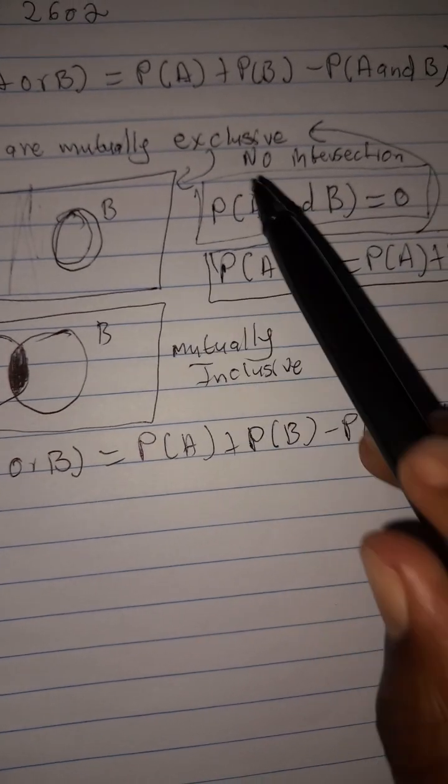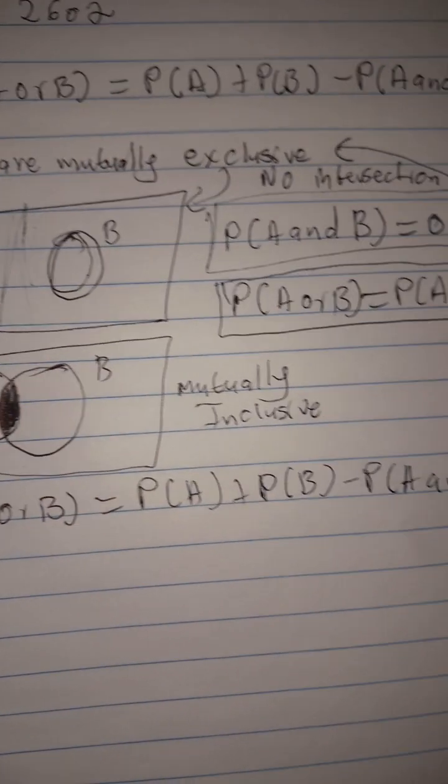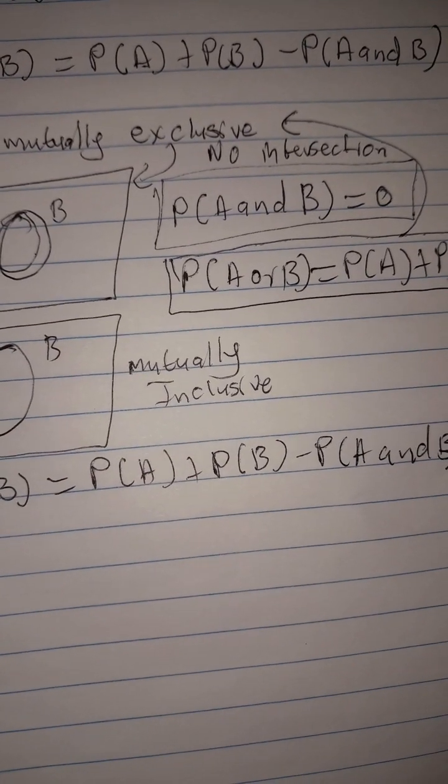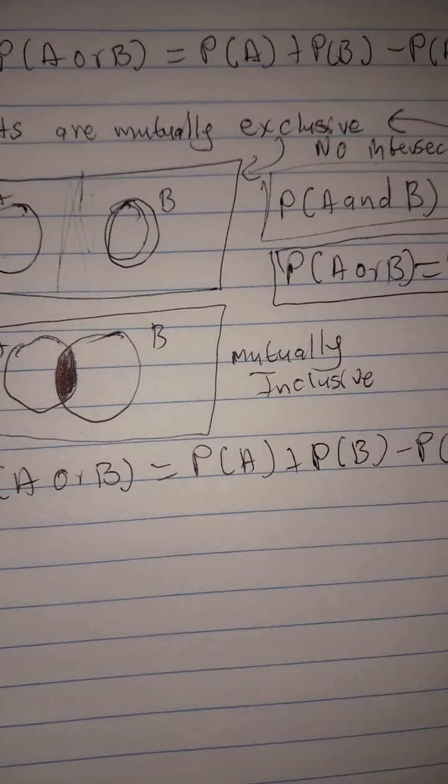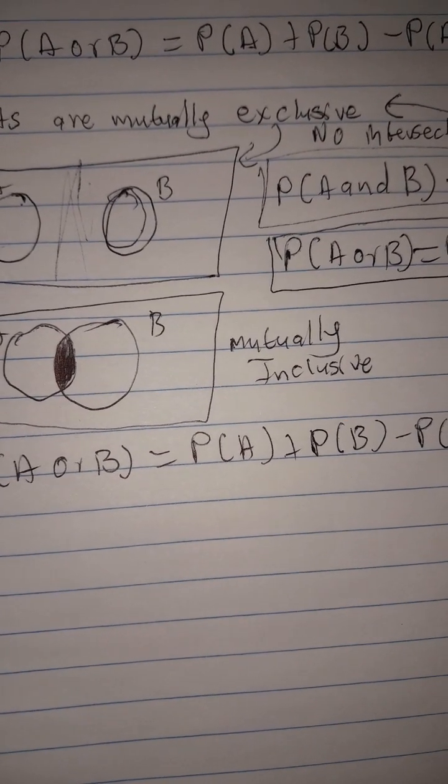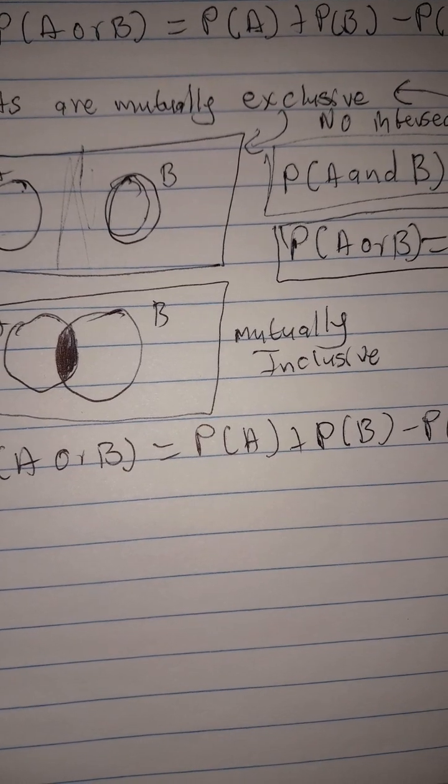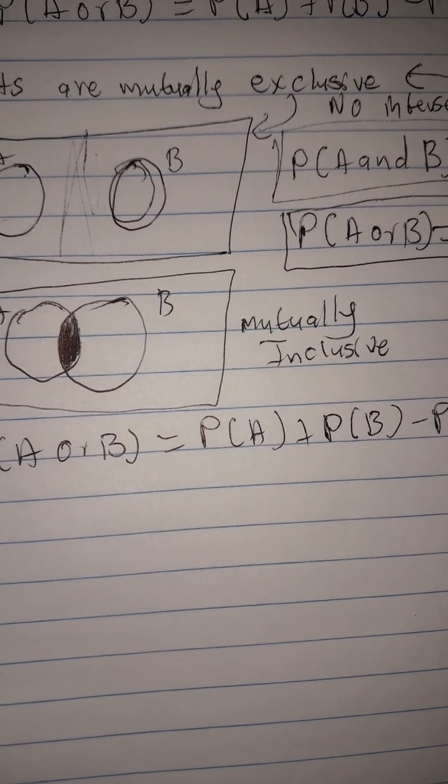So this formula, remember I stated that the probability of A or B is equal to the probability of A plus B minus the probability of A and B. So we call this the addition rule. It's very important to note that.